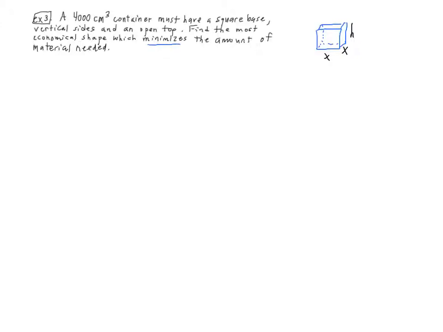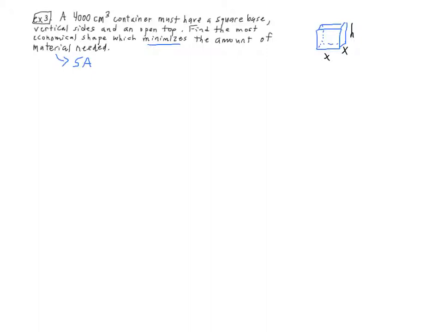So it's not explicit with telling us exactly what it is we're trying to minimize. If we're talking about the amount of material needed, this is referring to the surface area, which we can abbreviate with SA. So draw yourself a little sketch here. It needs to have a square base, so let's call those sides x, and then we have some height.